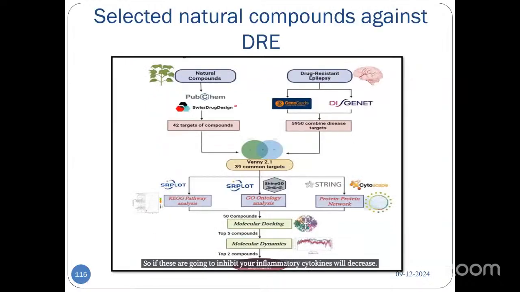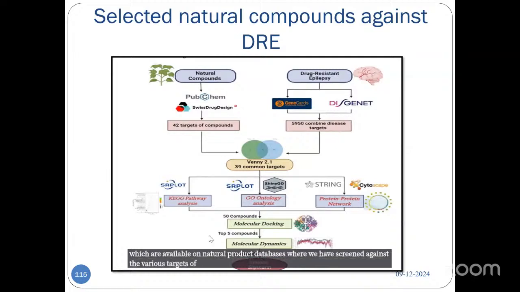Then there is another work which we have done on drug-resistant epilepsy. We screened a lot of natural molecules available in natural product databases against various targets of drug-resistant epilepsy. Then you can see there are 42 targets which the compounds can hit.